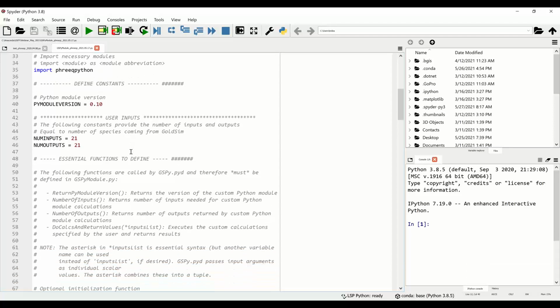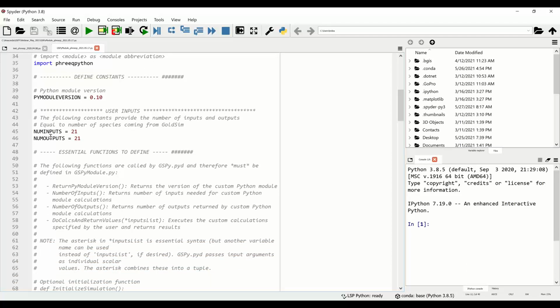But if we skip down a little bit, there's a couple of important things here. One is the number of inputs, and one is the number of outputs. The number of inputs in this case is exactly equal to the number of species in that vector back of the GoldSim model. If you remember, that had 21 entries. And so the number of inputs coming into this file is 21. And in this case, I've got 21 outputs, in other words, 21 different concentrations for each one of the components of the species vectors being returned back to GoldSim.